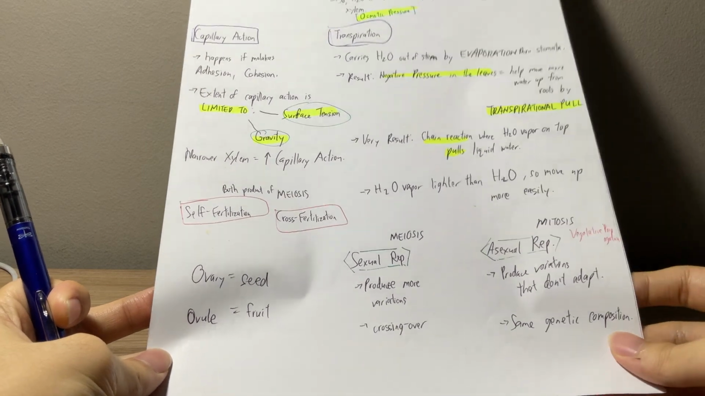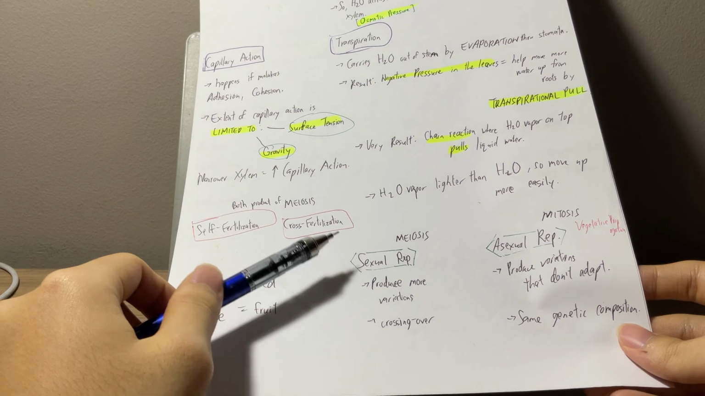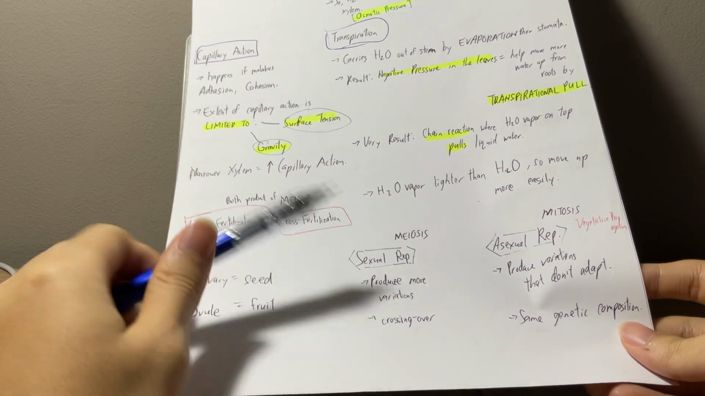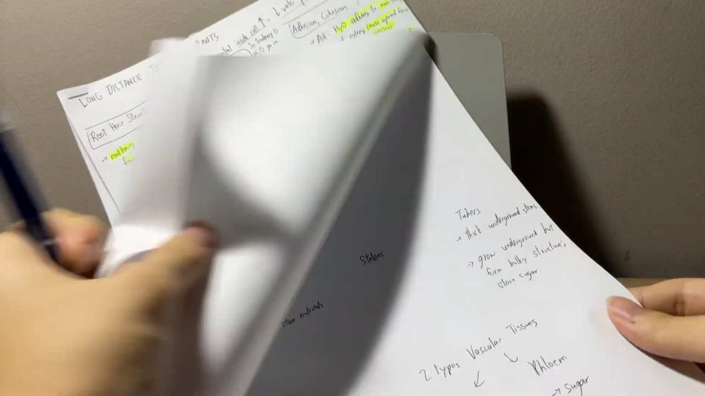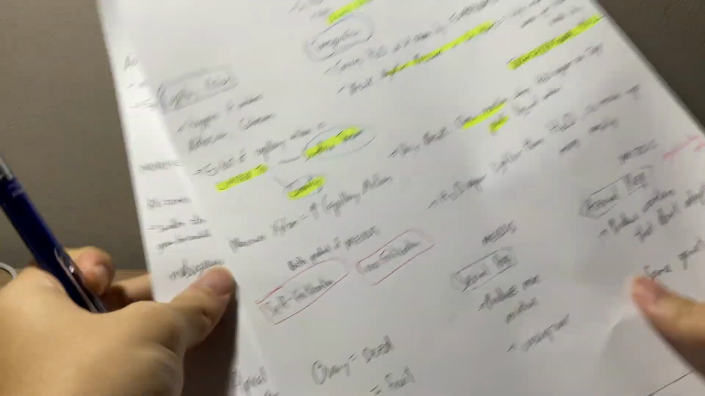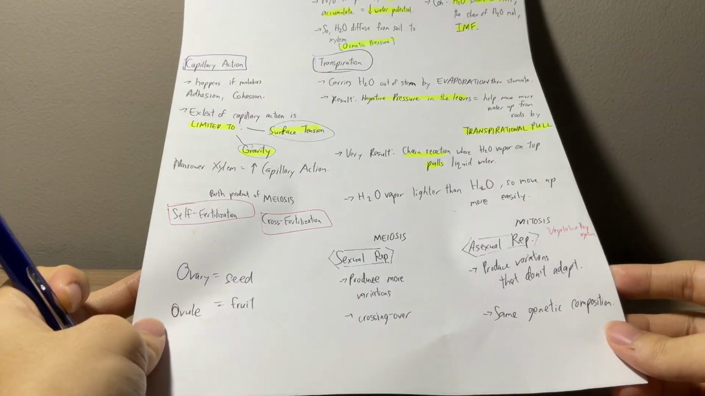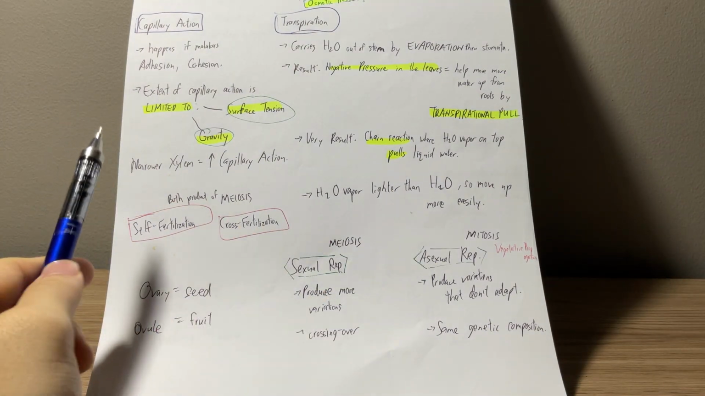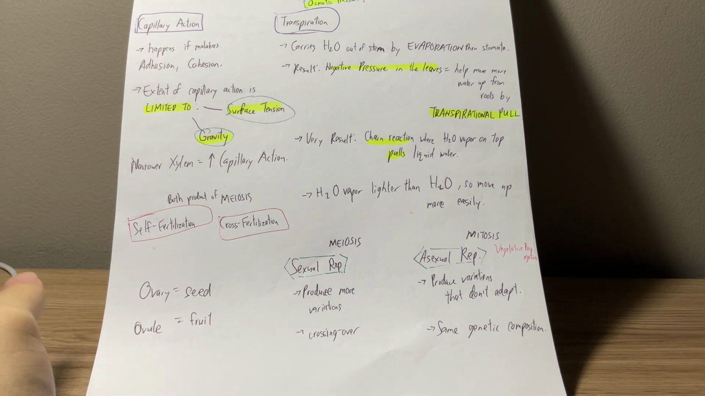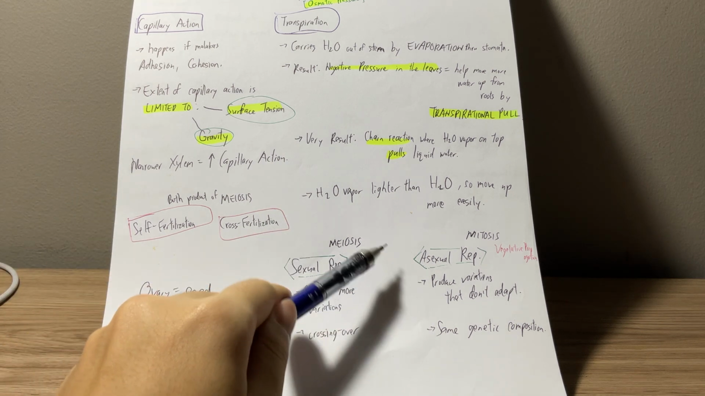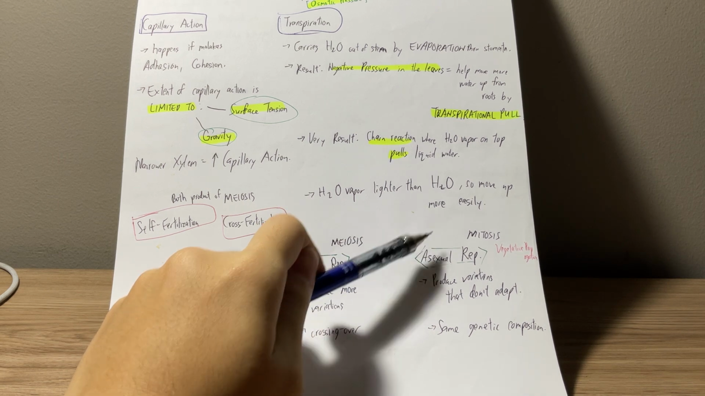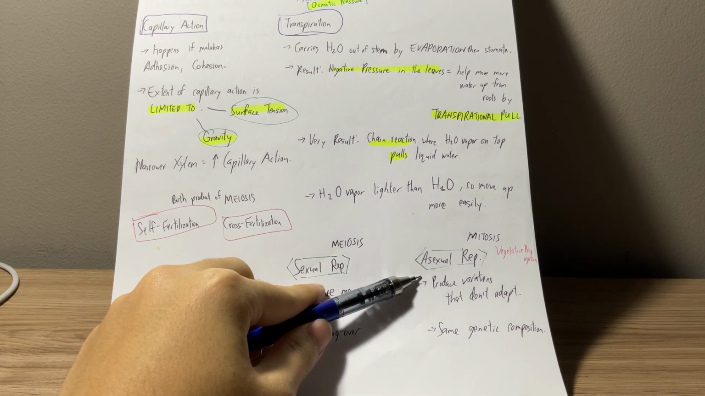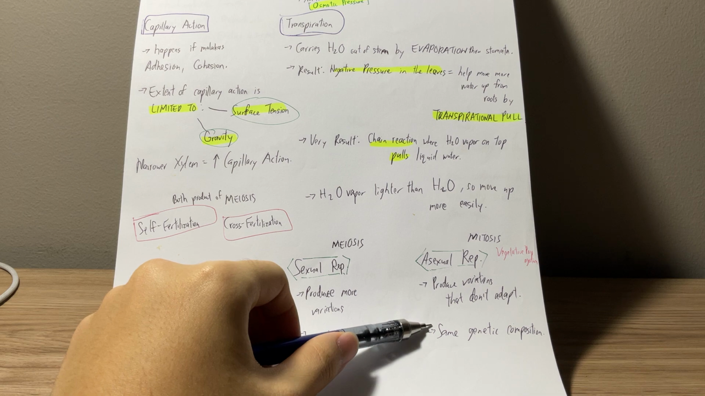Sexual and asexual reproduction. For sexual reproduction, meiosis produces more variations and there is crossing over. I think this is third quarter biology. I don't like third quarter biology, but it's mostly botany, like what we're talking about right now. For asexual reproduction, we have mitosis. It produces variations that do not adapt, and there's the same genetic composition.